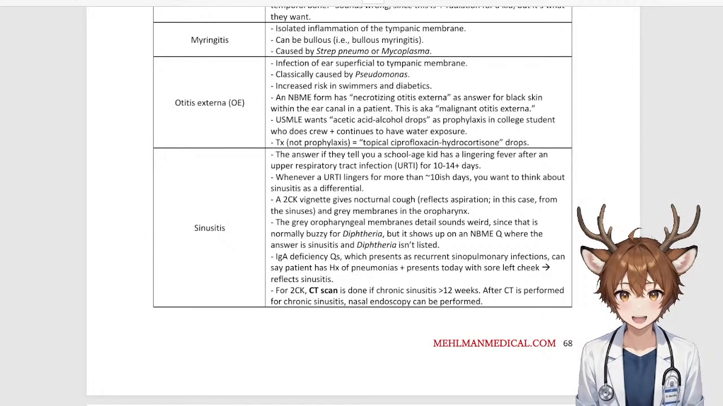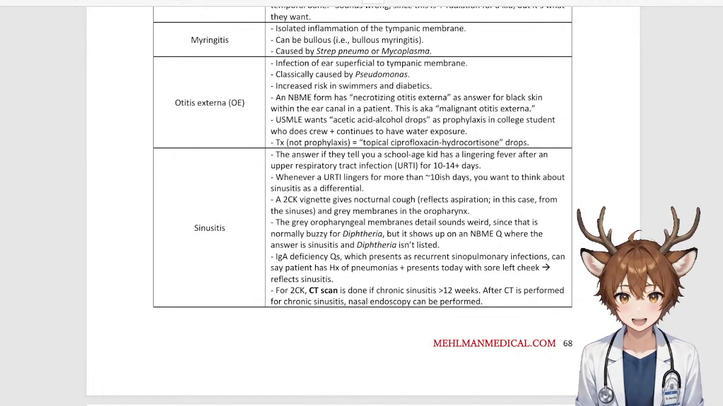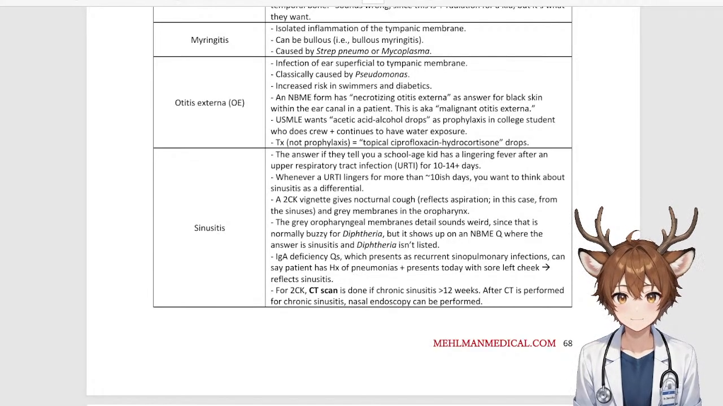Myringitis, isolated inflammation of the tympanic membrane, can be bullous, that is to say bullous myringitis, caused by strep pneumo or mycoplasma.